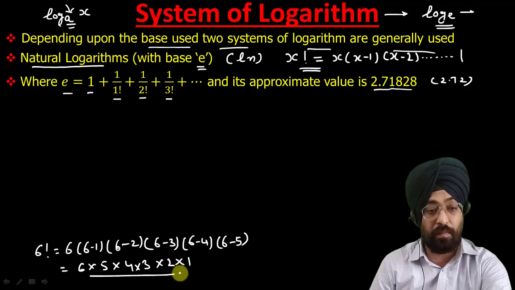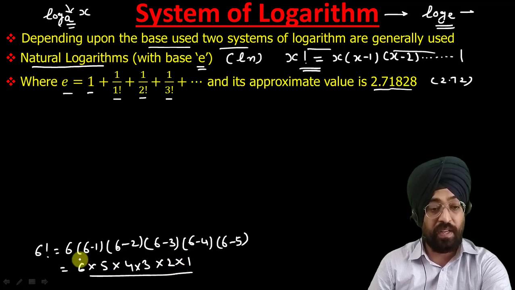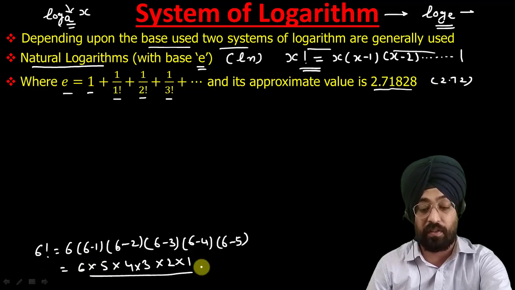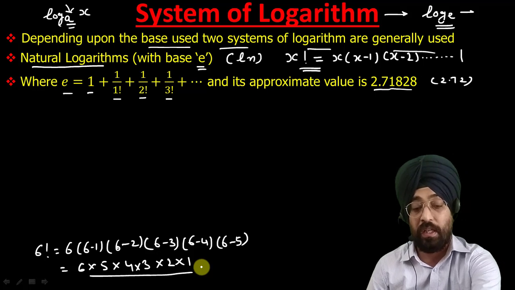So that is the meaning of factorial. We have to start from that number and keep subtracting 1 and multiplying the numbers until we get 1, like 6 into 5 into 4 into 3 into 2 into 1. If we have 10 factorial, it means 10 into 9 into 8 into 7 into 6 and so on, until we get 1. So that is the meaning of factorial.